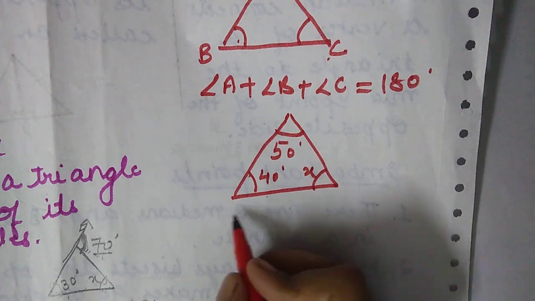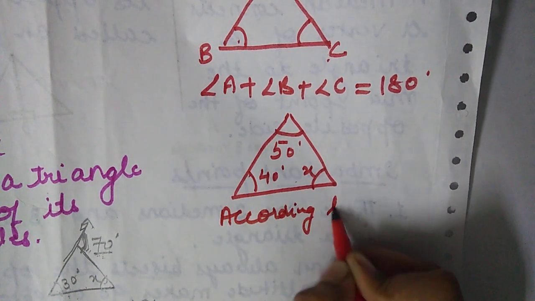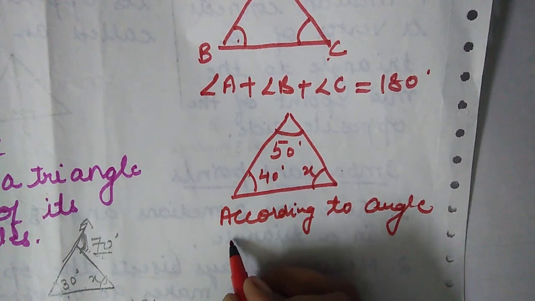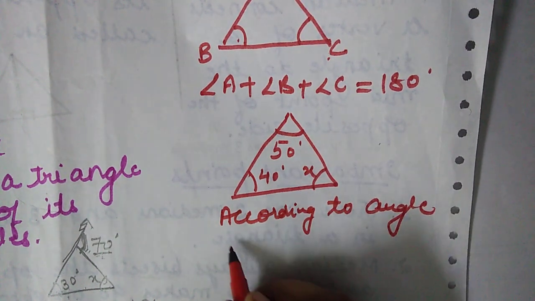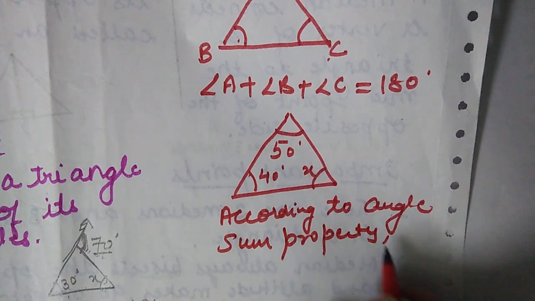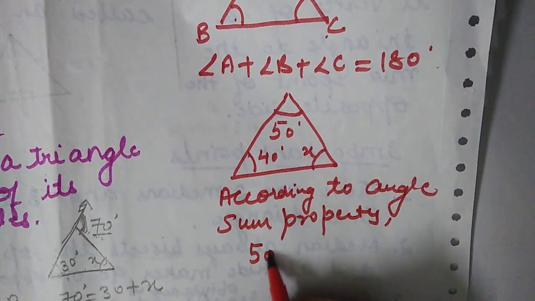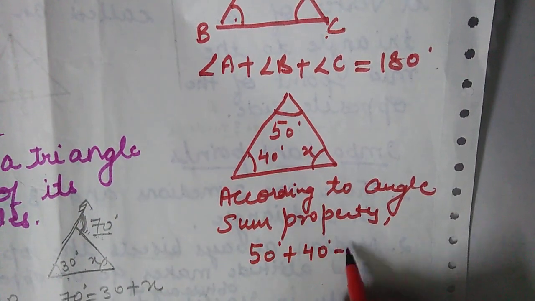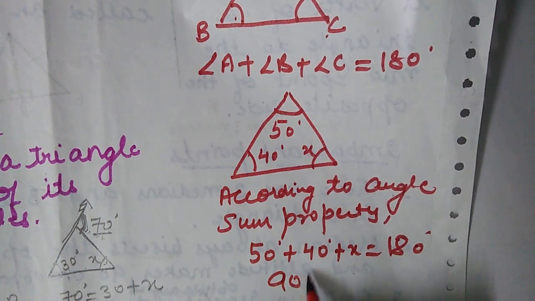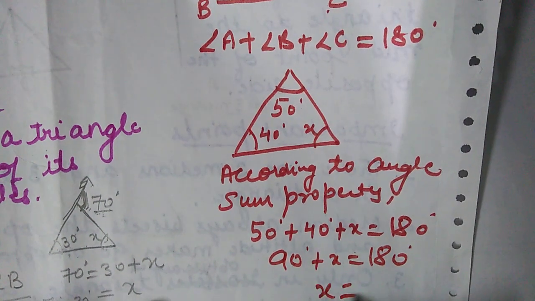How will you find it? First you have to write "according to angle sum property." Wherever you are using any property, you have to mention it. So according to angle sum property, the sum of all the angles is 180. So 50 degrees plus 40 degrees plus x is equal to 180 degrees. It is 90 degrees, so 90 plus x is equal to 180 degrees, so x is equal to 90 degrees.